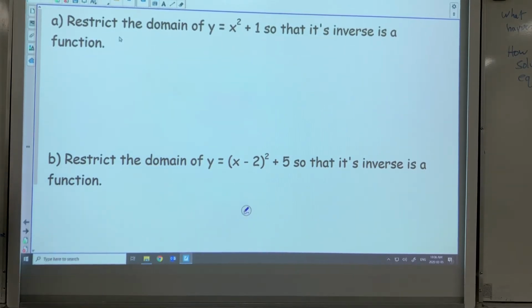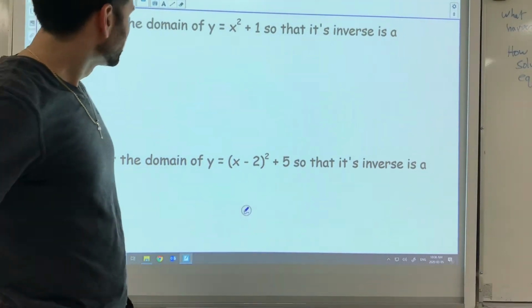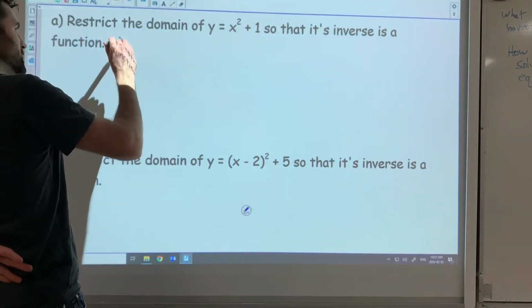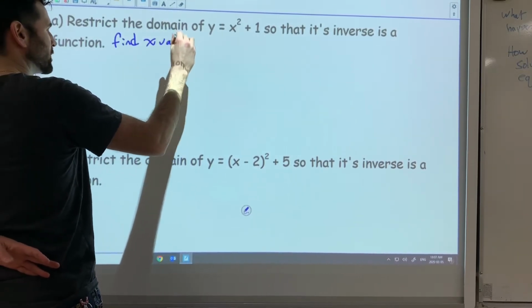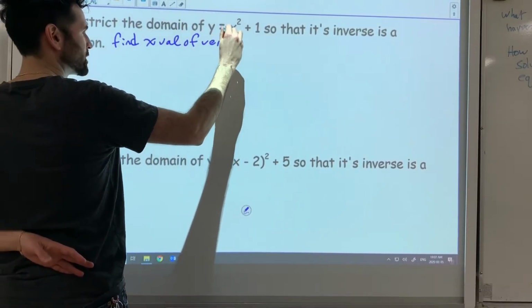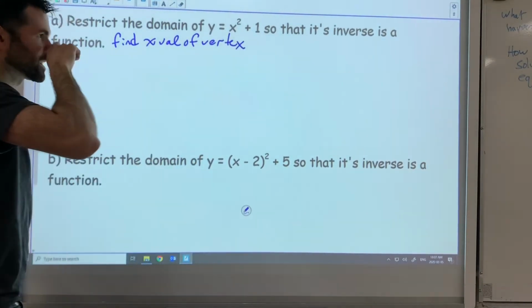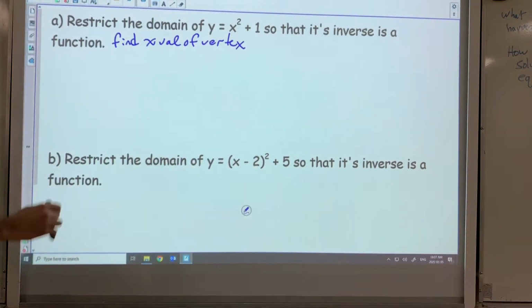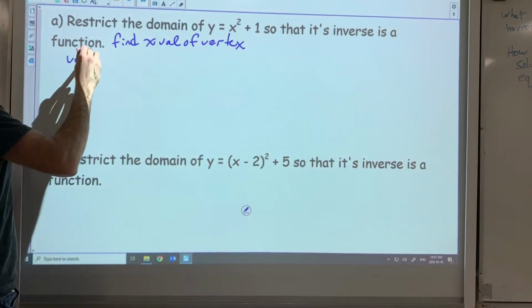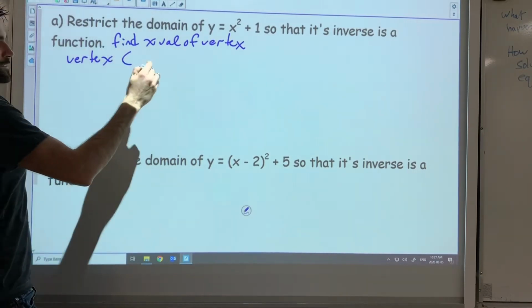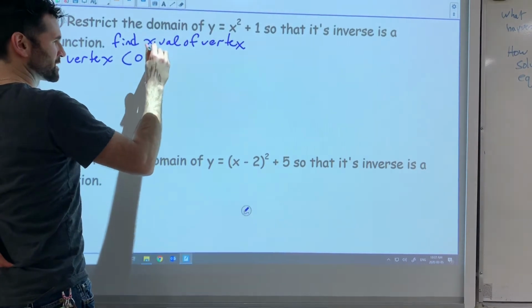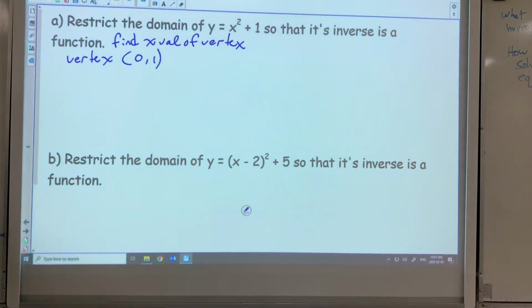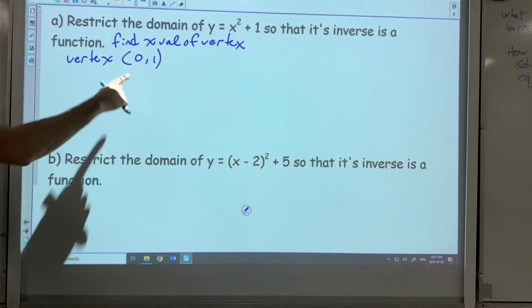All right, let's go. So here we go. Restrict the domain. Okay, so all you need to do is find the x value of the vertex. That's all you need to do this question. What is the vertex? You should be able to tell me the vertex. 0, 1. This is 0, 1, yeah? Okay, so the x value is 0.